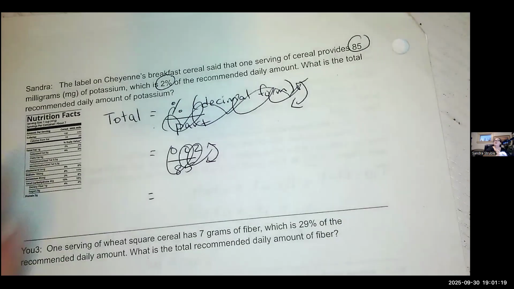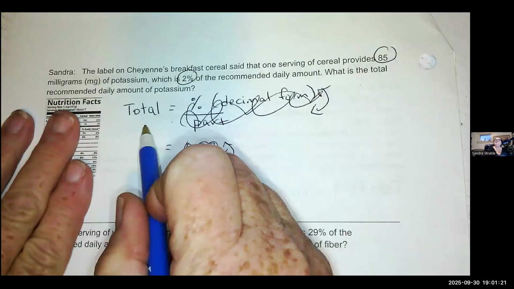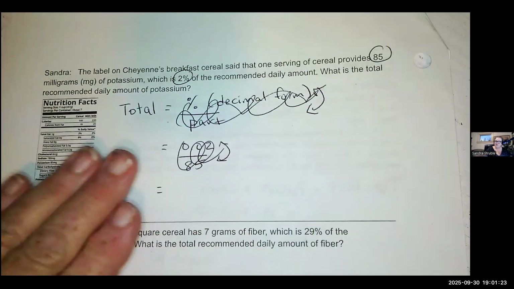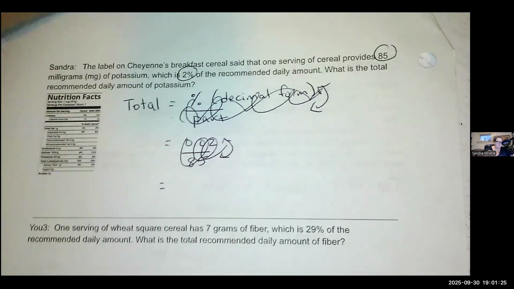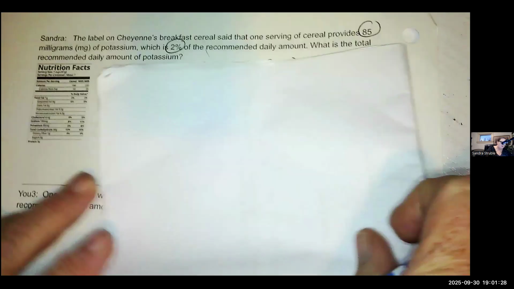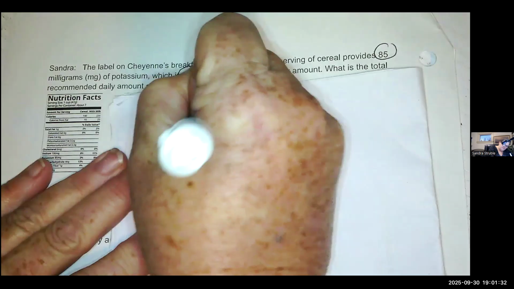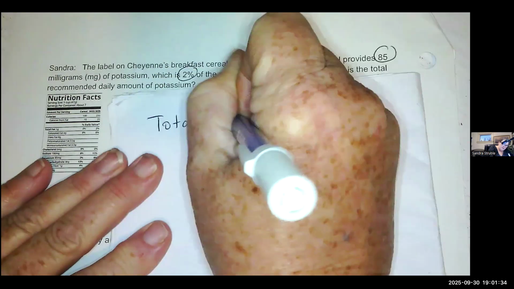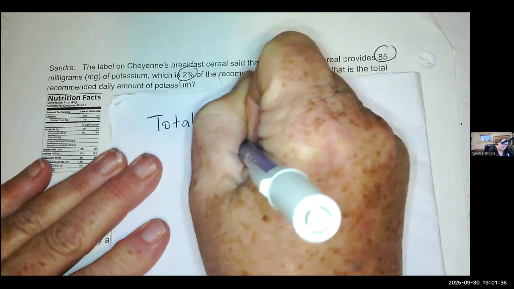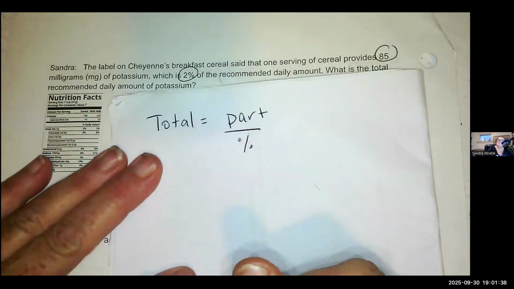Rewinding. The total is the part divided by percent. Let's do this to where it's not so nasty looking. Take one of these other papers so we don't have to look at this. So the total is equal to part divided by the percent, in decimal form, okay?